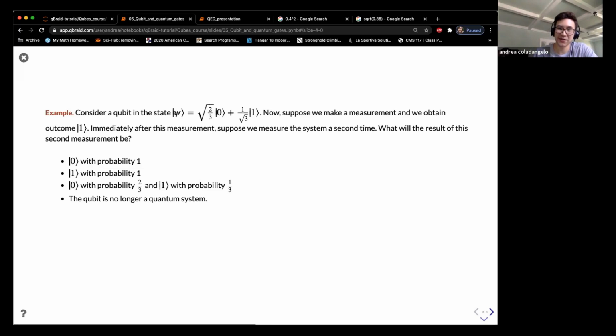Yes, so the correct answer is that we get the same outcome, okay? The people who said the third option, that's incorrect. The reason we get the same outcome is, remember the rule when we measure: if we get outcome 1, the state collapses to ket 1. So now the new state is ket 1. If we measure a second time, we apply Born's rule again, but now the state is ket 1, and so we will obtain outcome 1 with probability 1. That makes sense?